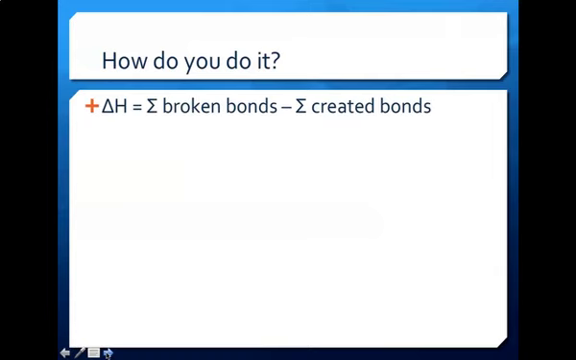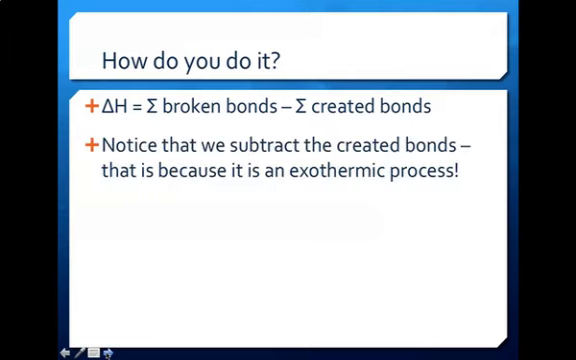So, got to figure out how we're going to do it mathematically. We take the sum of the broken bonds and subtract from that the sum of the created bonds. The sum of the broken minus the sum of the created, which makes a lot of sense for us because we know that the created bonds are exothermic. We know exothermic is negative. It's releasing energy, so we mark it as negative. So we're going to subtract it. That way we don't have to worry about the negative part of it.